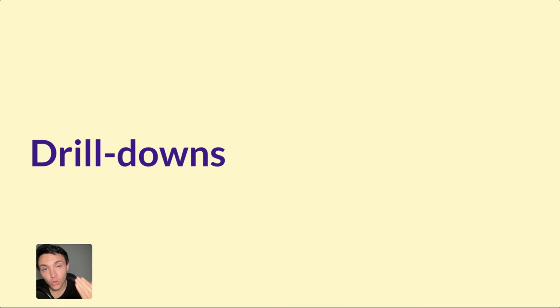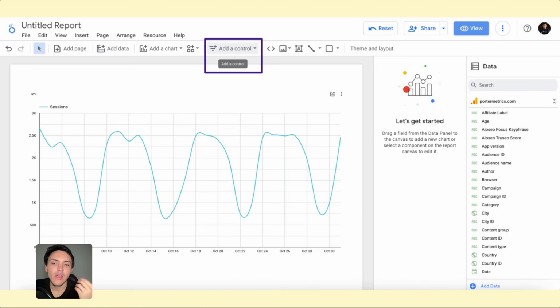Another option to make your Google Looker Studio reports interactive is with drill downs, and they are very similar to optional metrics. I will tell you why. We have this chart that already has optional metrics, and if you haven't seen that lesson, I encourage you to do it. It is part of our Google Looker Studio tutorial.